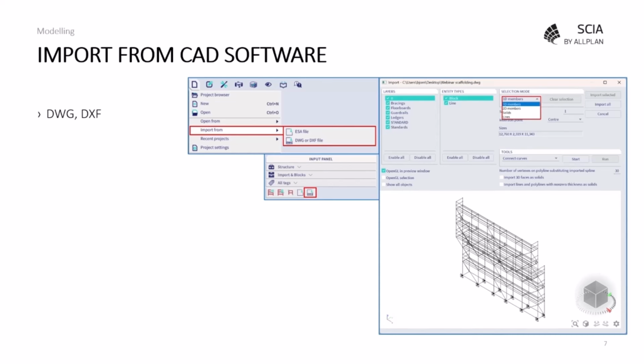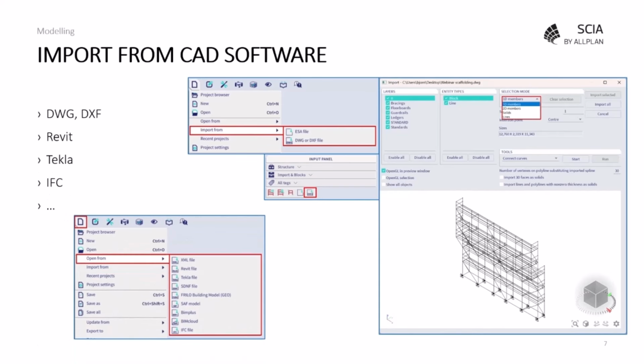If you do that with layers, you can do it layer by layer. So you can start, for example, with the columns. You can link them to your cross-section of the column. You import them and you do the routine again for the ledgers, for the guardrails, and so on.